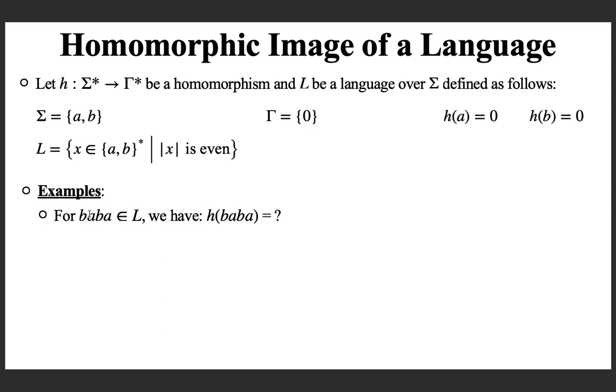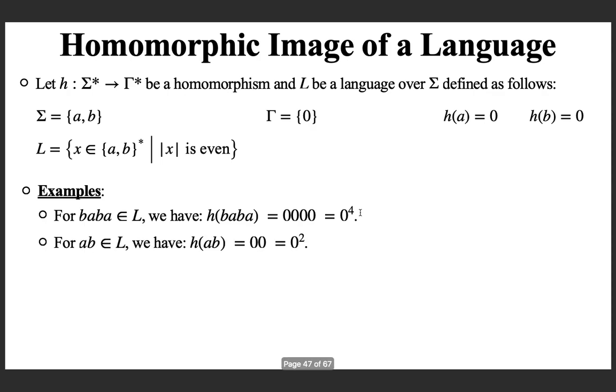This is a string in the language because of even length. Then what is H of BA? It can be easily found that it is nothing but 0, 0, 0, 0, because H of A is 0, H of B is 0, then this must be 0, 0, 0, 0. This can be written as 0 to the power 4, 4 zeros. Another example, if you look at this string in the language, length is even, so it is in the language, and the image is 0 square.